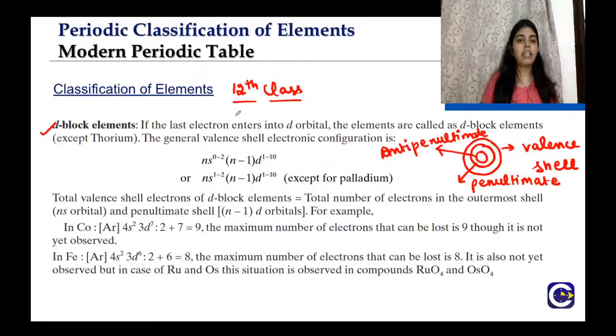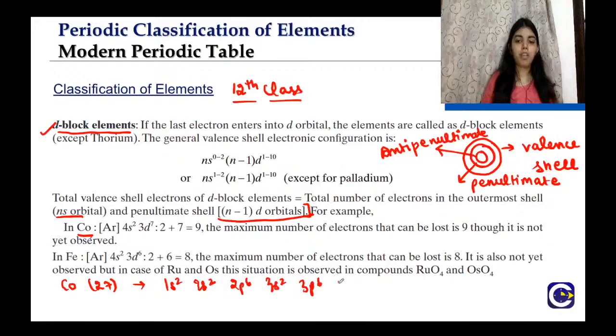Okay, so if the last electron is entering into the d orbital, the elements are known as d block elements. They have a general configuration of ns and (n-1)d orbital. For example, cobalt has an atomic number of 27. If you write down the configuration, it will be 1s2, 2s2, 2p6, 3s2, 3p6, 4s2, 3d7, correct? 2, 4, 10, 12, 18, 20, 27, right?